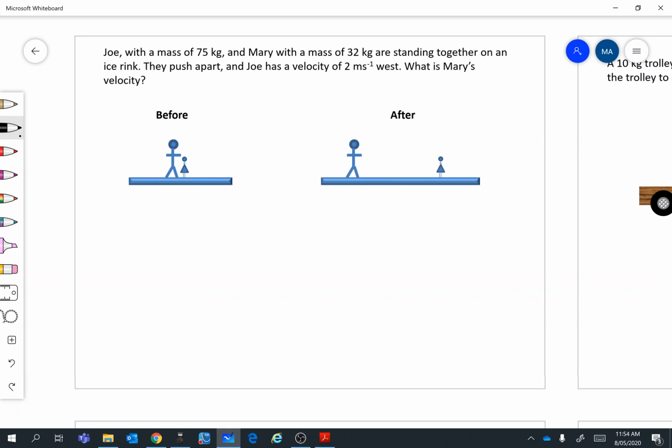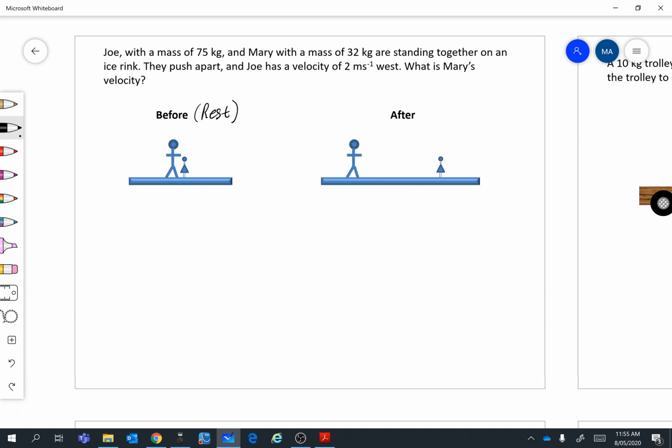And in this case, we've got two people who are standing on an ice skating rink, and they're stationary, and they push apart from one another. So two objects moving away in opposite directions is kind of like an explosion, and that's how we treat it, okay? So a very important thing about these explosion situations is that the objects beforehand begin at rest.